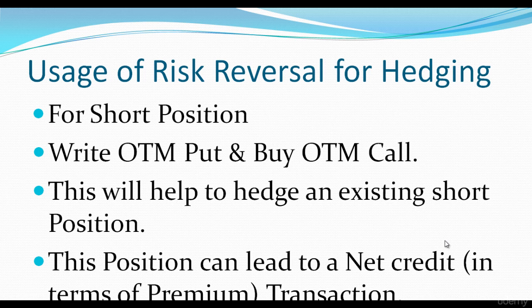So you have to have a strategy to hedge the risk. And in this strategy, this position can lead to a net credit in terms of premium. That is, you are getting paid for one OTM contract and you need to pay for one OTM contract. And if in the end you get to keep money, premium, then it is known as net credit.